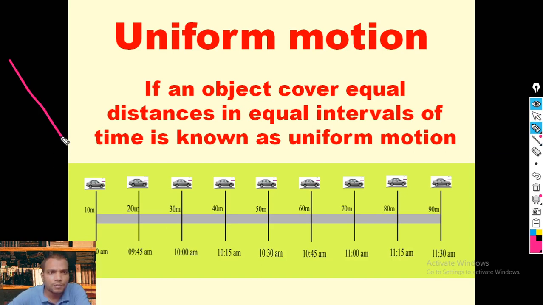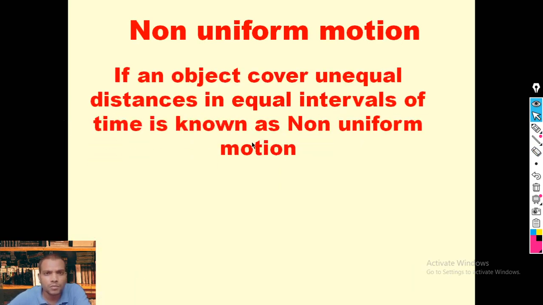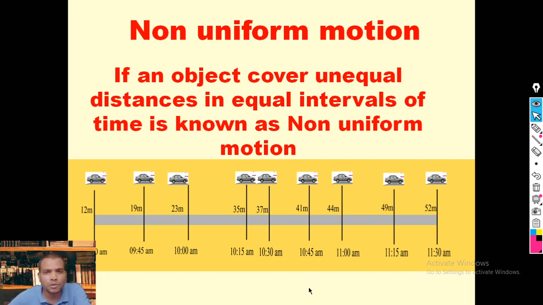If you remember the graphical representation of uniform motion, position versus time, you should get a straight line passing through the origin. That is the graphical representation of uniform motion. Another type of motion is known as non-uniform motion, where an object covers unequal distances in equal intervals of time.